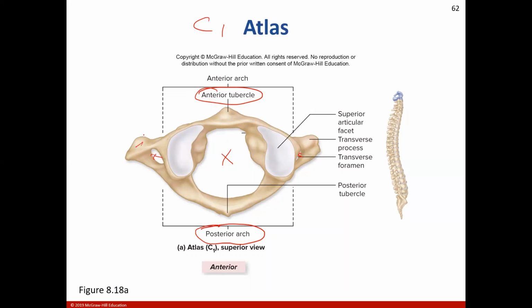And then there's posterior or lateral, you have the transverse process right here. And here's your superior articulating facet, which is going to articulate with the occipital condyles.